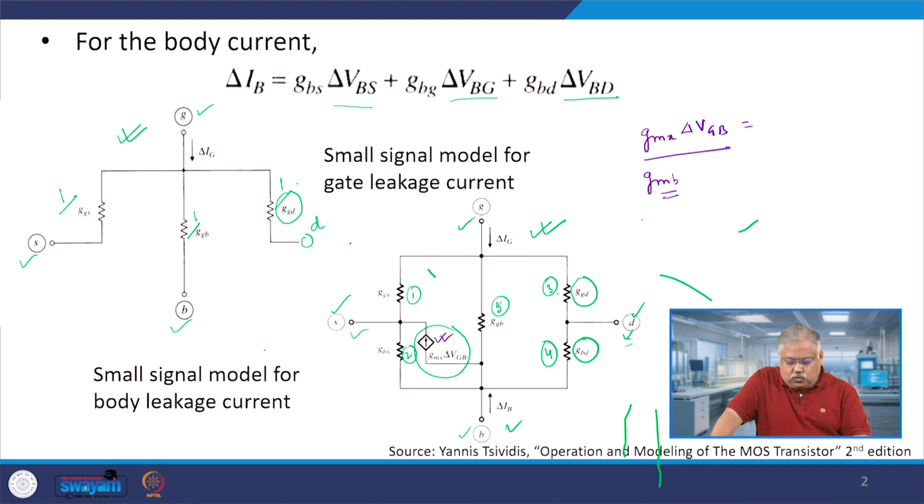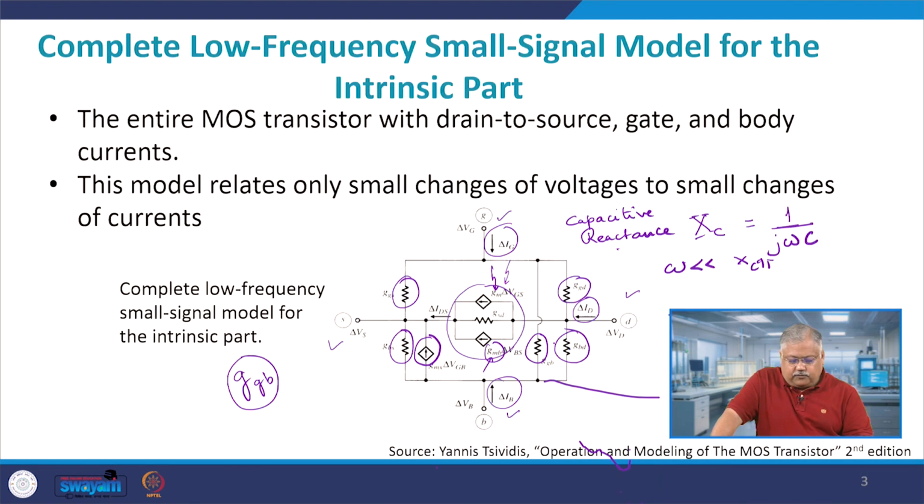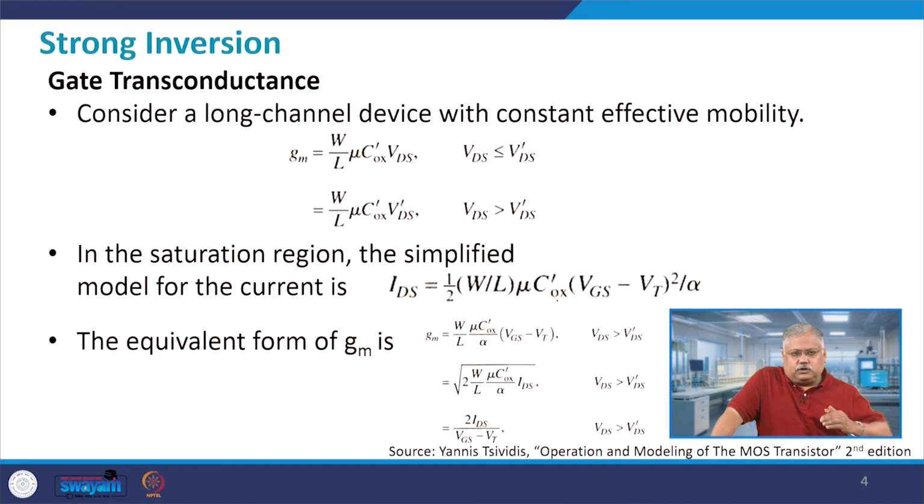So, this is what you get from the complete low frequency small signal model of the intrinsic part. So, we are done with the small signal complete equivalent circuit of a model. Let me come to the strong inversion and weak inversion cases, each one of them individually, and see how the three terms which we have defined vary under strong inversion and weak inversion.